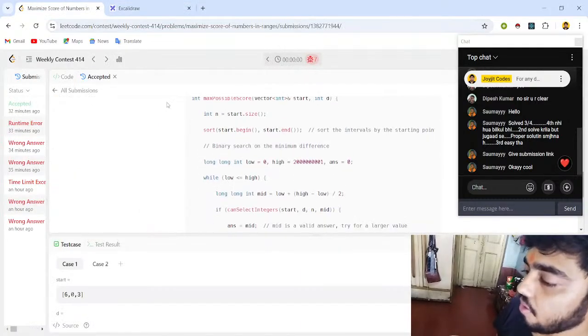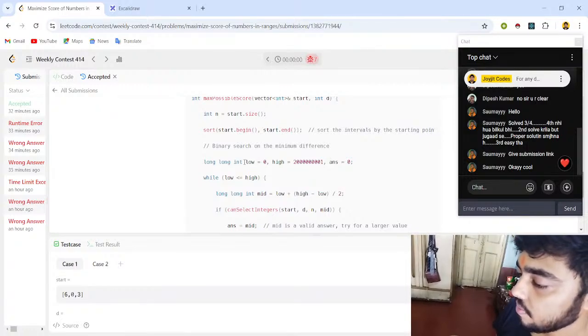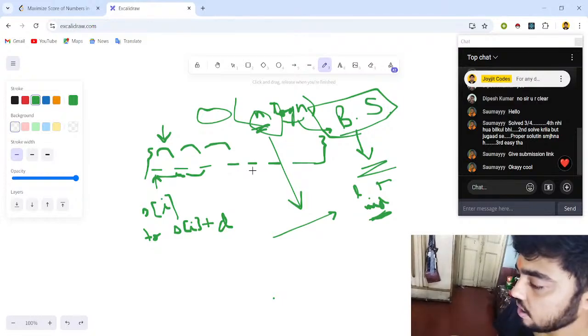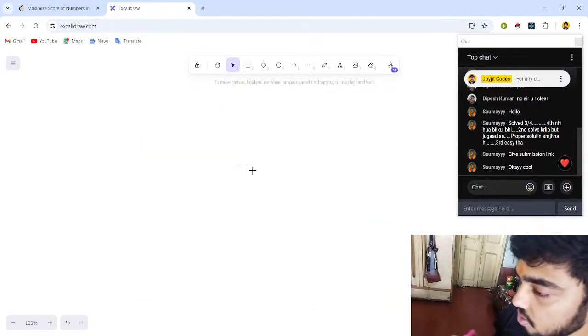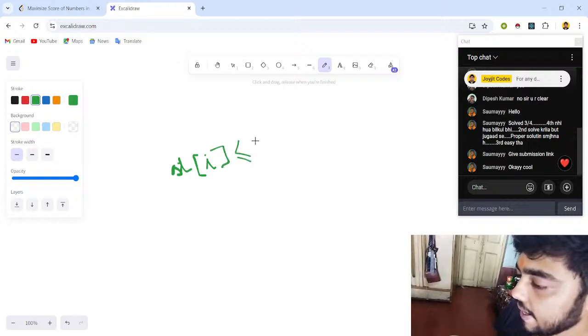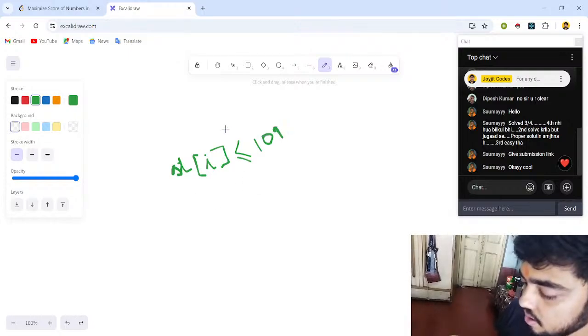Then we are performing the binary search on the minimum difference. Now we know low is equal to 0 and high is equal to 2 into 10 to the power 9. Why is it so? If you look at the condition, I won't go back to the solution again. It was given that the value of start of i was in the range of 10 to the power 9, right? And d was also of the same range, 10 to the power 9.